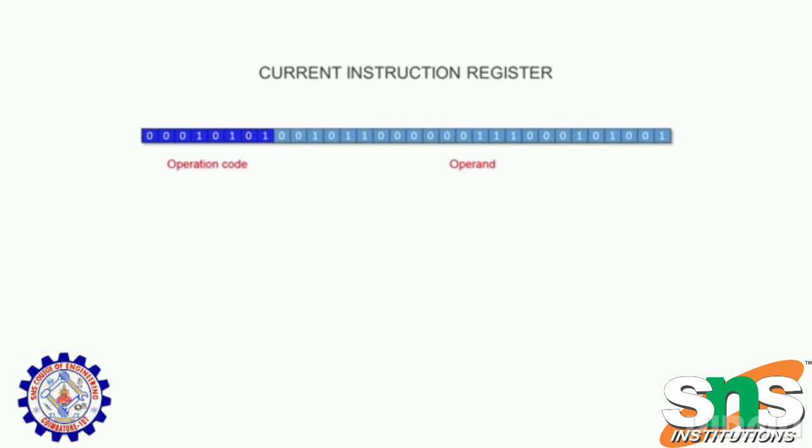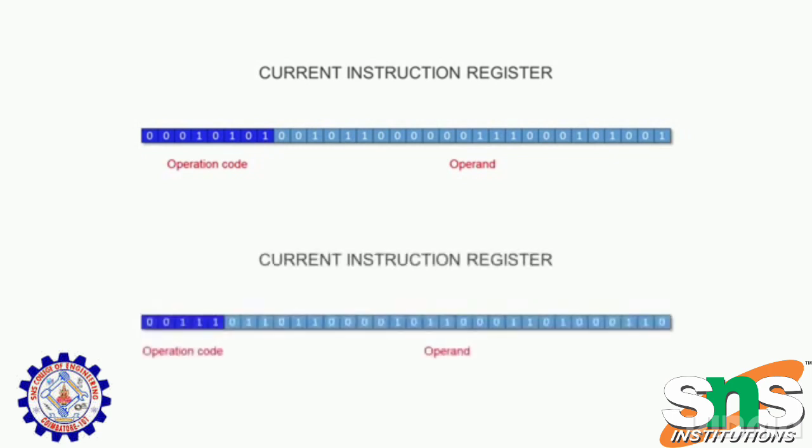But there is a price to pay. Now there are only 5 bits available for the operation code. This means 2 to the power 5, that's only 32 possible operations in the instruction set. This fundamental design decision, how many bits to allocate to the operation code and how many bits to allocate to the operand, is at the heart of the difference between RISC and CISC.